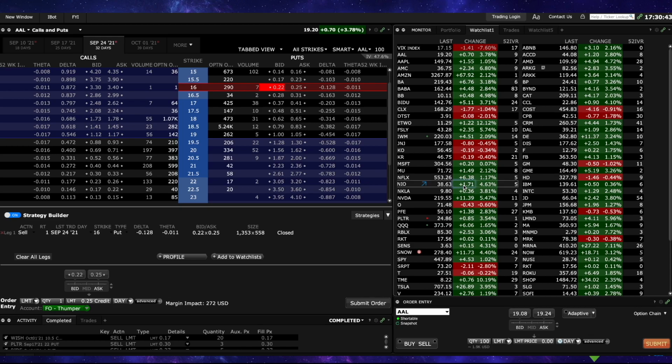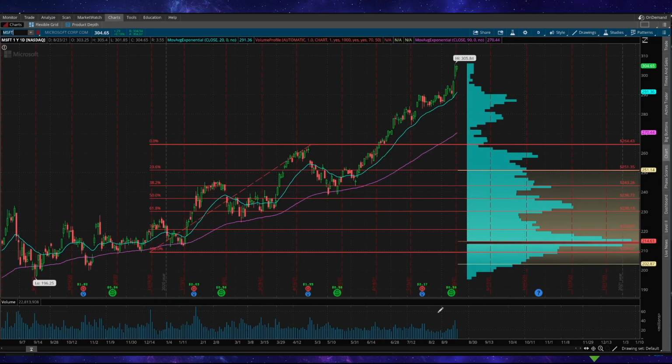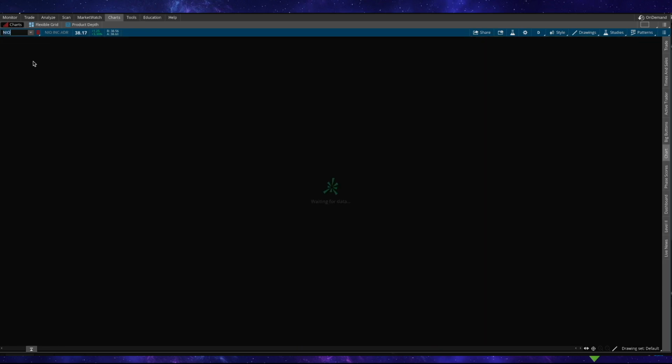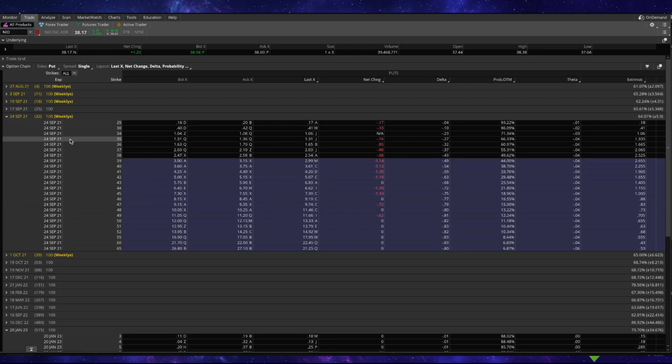NIO. This is kind of more of a risky play, but let's go ahead and look here. I probably want to be under 33. But let's go ahead and check out that chart real quick. So NIO. Okay, maybe we can do under 36 here. Actually, let's get below this gap here. 30. Ooh, there's gonna be nothing that deep. 34. All right, let's look what the premium looks like a month out.